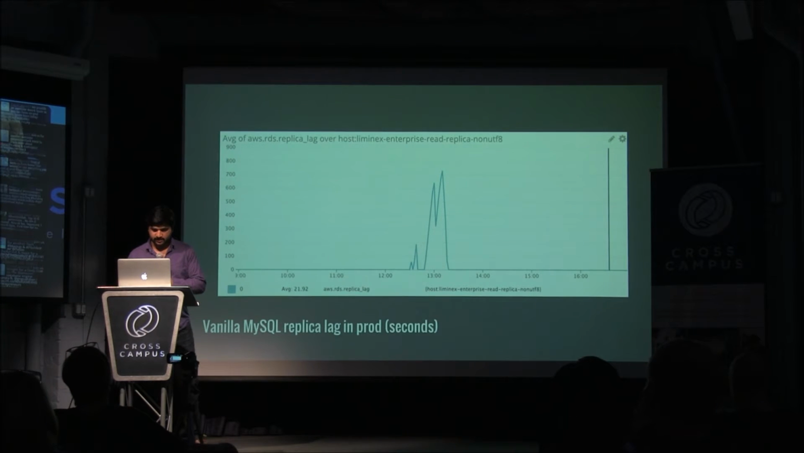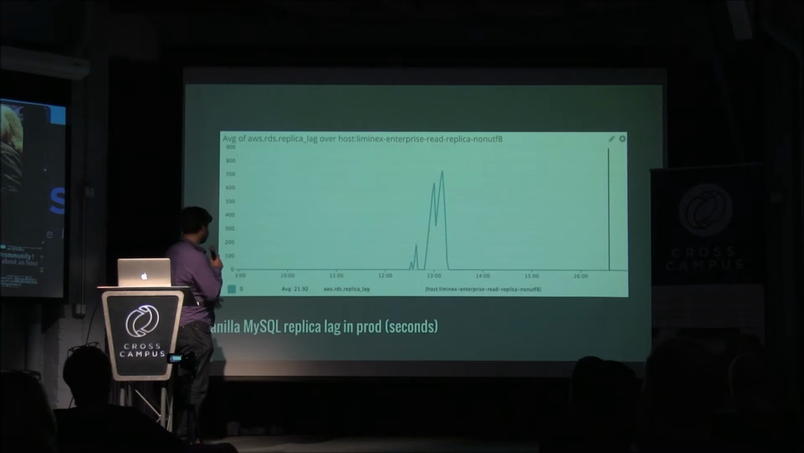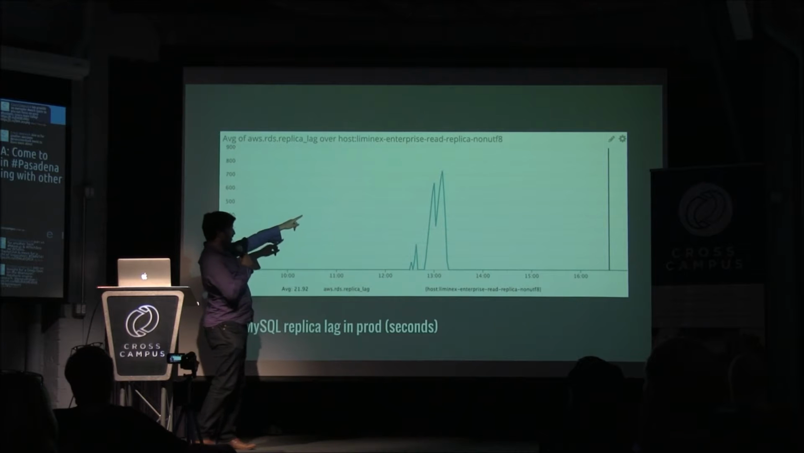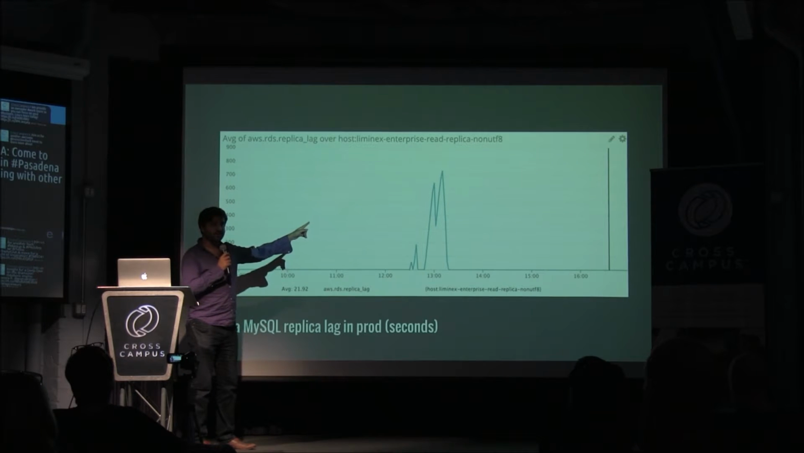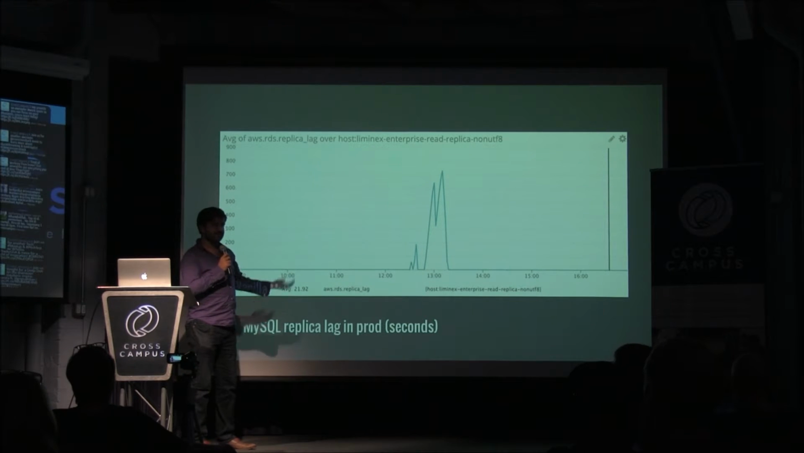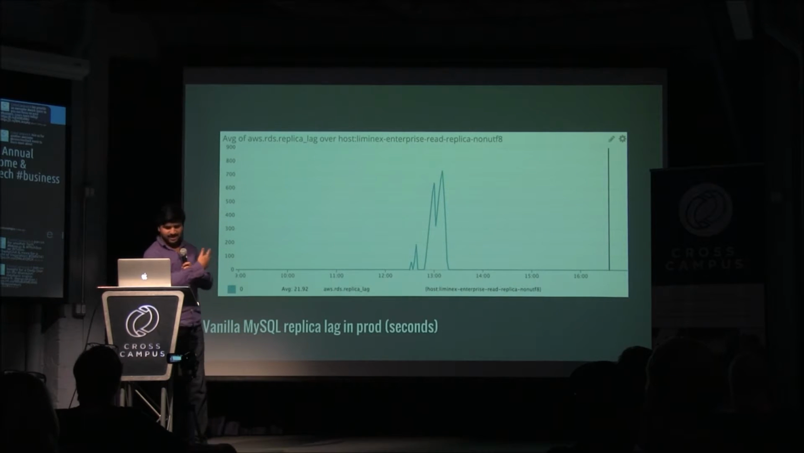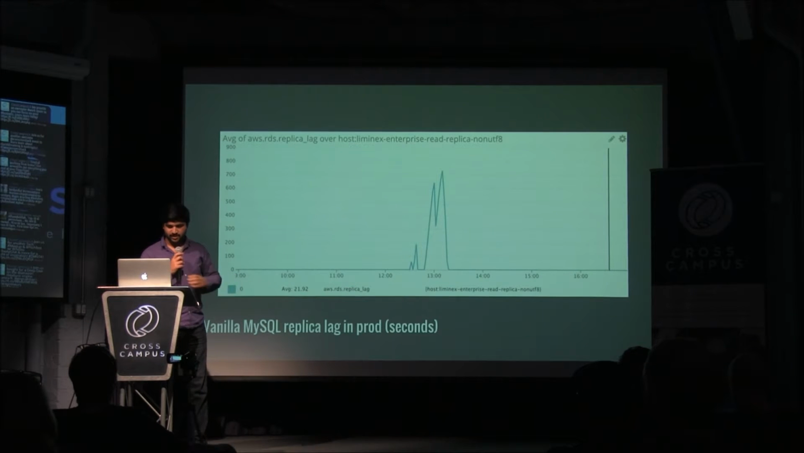Here's a spike that we have. This is vanilla MySQL, and it's the replica lag that we have on RDS proper. So MySQL on RDS, and the y-axis here is in seconds. It spikes up to well over 700, almost 12 minutes of replica lag, which is absolutely absurd from an application perspective. We actually saw this as a real graph in production, and our customers saw this as well.